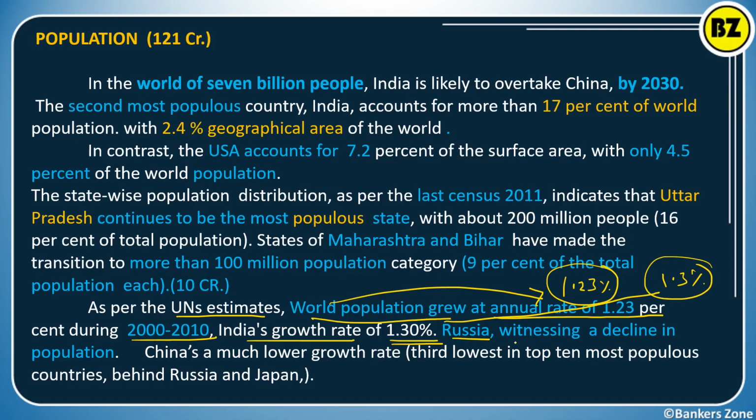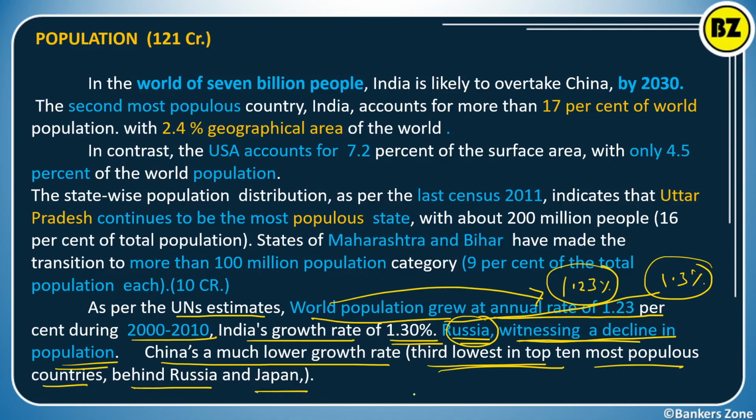Russia is witnessing a decline in population. It is the only country where the population is decreasing, right? There is no increase in the population, but rather the reverse. You can easily remember it, because Russia is the only country where a noticeable change has occurred, since the population is declining. China's growth rate is much lower, the third lowest in the top 10 most populous countries, behind Russia and Japan. If we count the lowest growth rates among the most populated countries, Russia comes first, because it has a negative growth rate.